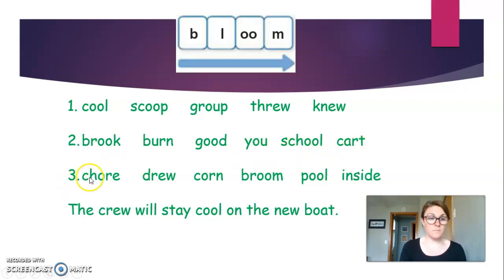Row 3. Ch-or, chore. Dr-oo, drew. C-or-n, corn. Br-oo-m, broom. P-oo-l, pool. And then here's a compound word, inside. Let's do this the fast way. Chore, drew, corn, broom, pool, inside.